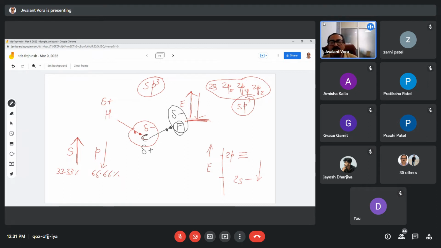So accumulation of more p character, more electron density towards the fluorine atom will not at all affect the stability of the molecule. So here it will not raise the energy of the molecule because the fluorine atom is not at all responsible for the hybrid orbitals. Therefore the increase in the p character on this side, that is 75%, will not at all affect the energy of the molecule as a whole. So a stable fluoromethane molecule is formed.